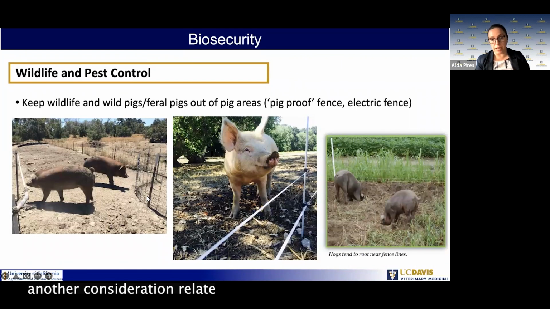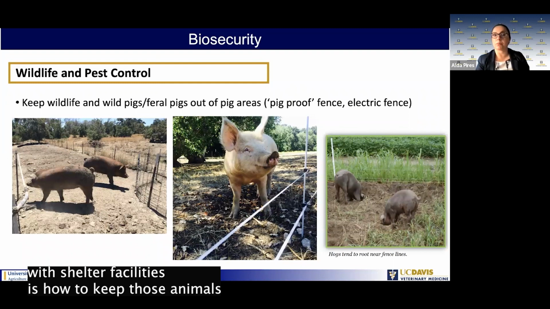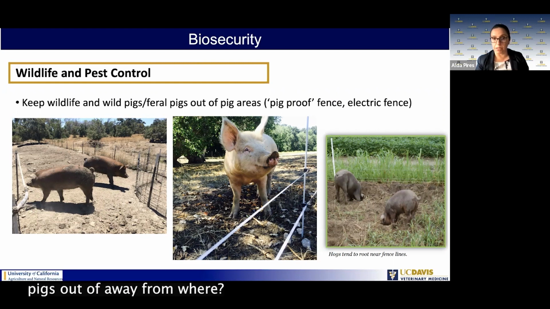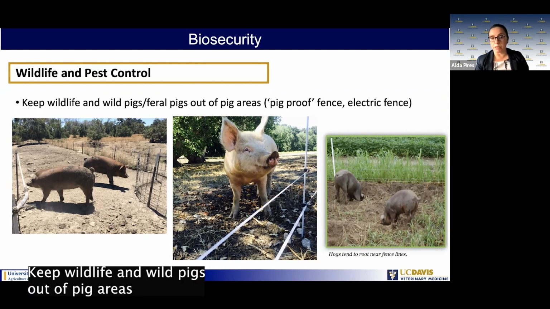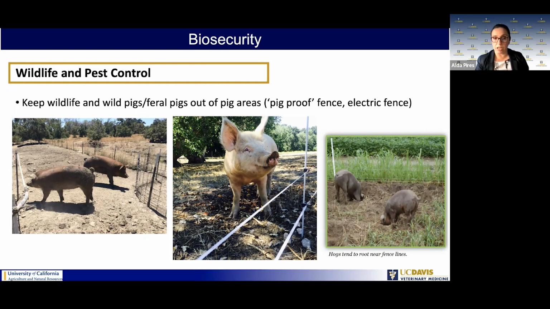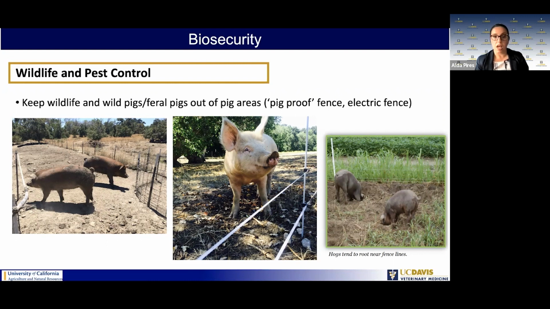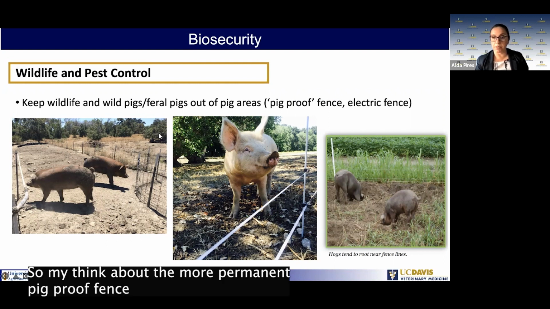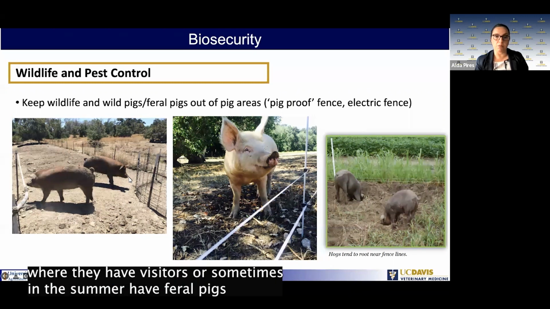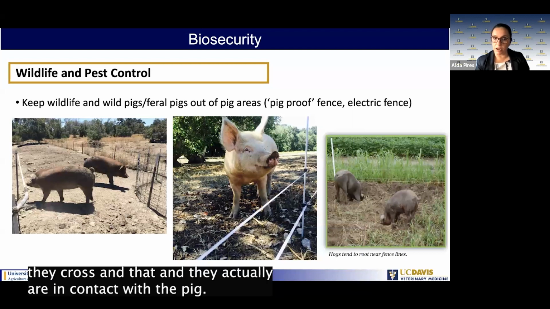Another consideration related to shelter and facilities is how to keep wildlife and wild or feral pigs out of pig areas, in part because wildlife and feral pigs can bring diseases to domestic pigs. So you might think about a more permanent pig-proof fence. This is a farm that has visitors, and sometimes in the summer feral pigs cross and are actually in contact with the pigs.